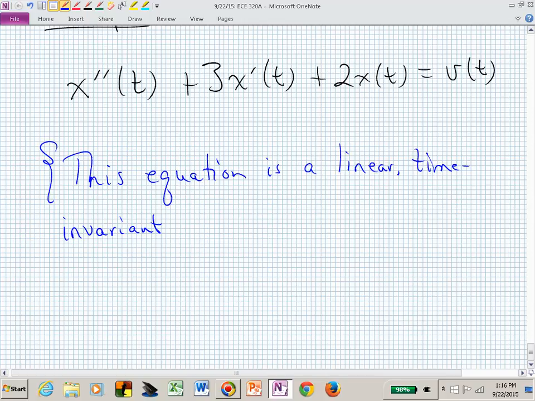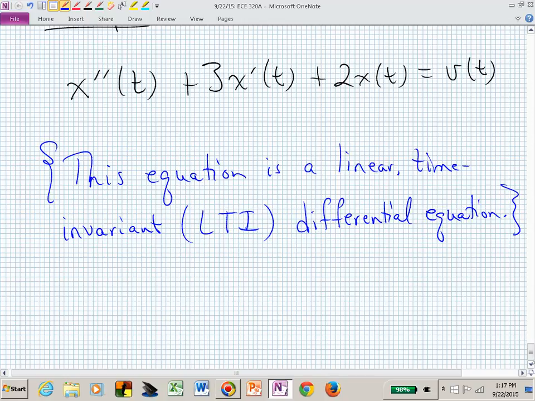This equation is a linear time invariant, which we will abbreviate because I know you want to tweet this. We'll just tweet it as LTI, linear time invariant, differential equation. So you could just say, oh, we were working on second order LTIDEs. Quick to tweet.